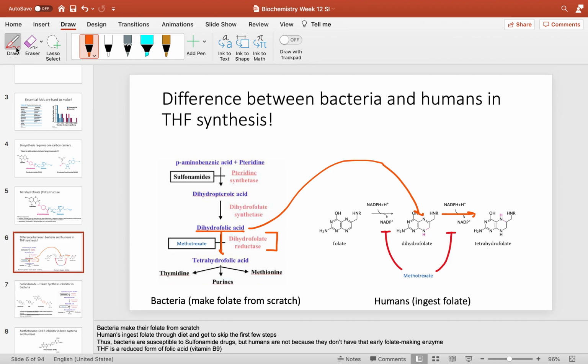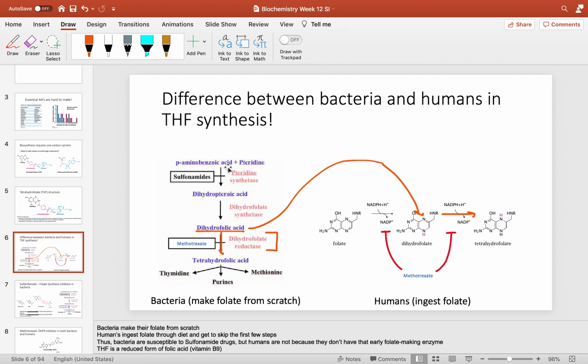Interestingly, there are 2 drugs that are pretty important in this pathway. One of them is Methotrexate, and the other one is Sulfonamides. So Methotrexate works in both bacteria and humans because it inhibits this last enzyme in the pathway, which is dihydrofolate reductase, that catalyzes these reduction reactions. So essentially, if you add a methotrexate, you'll prevent this 1 carbon carrier from being formed.